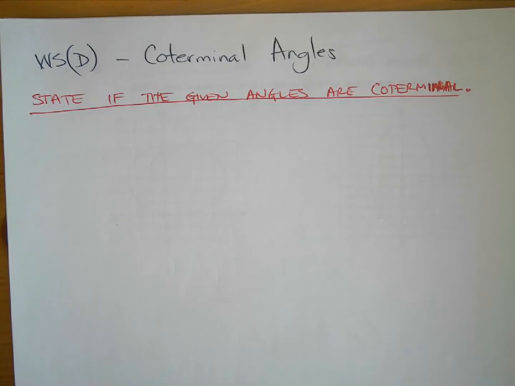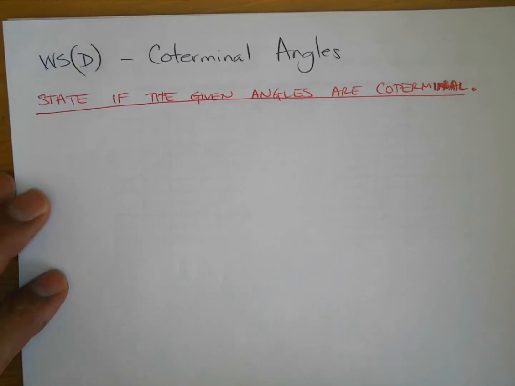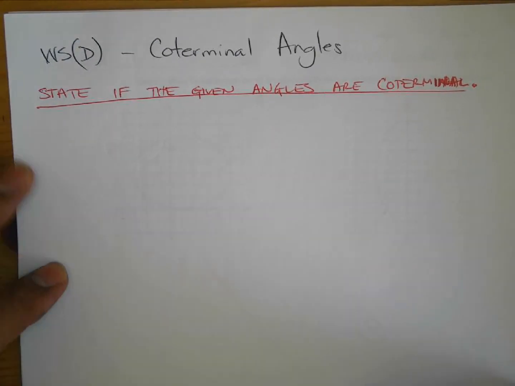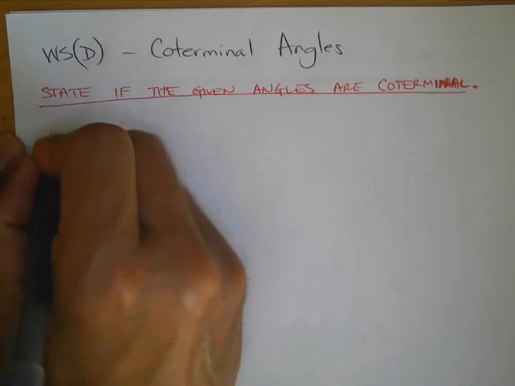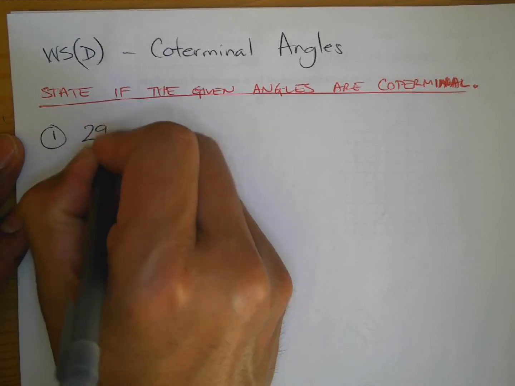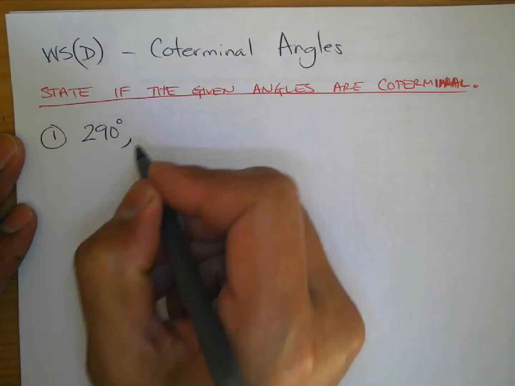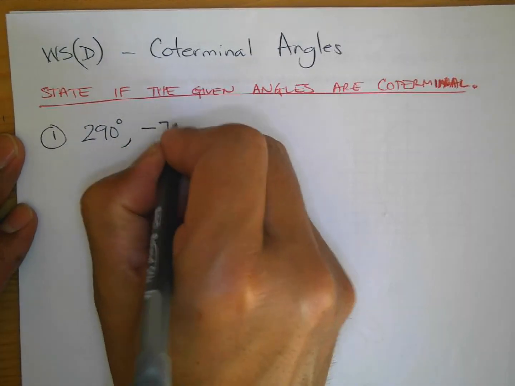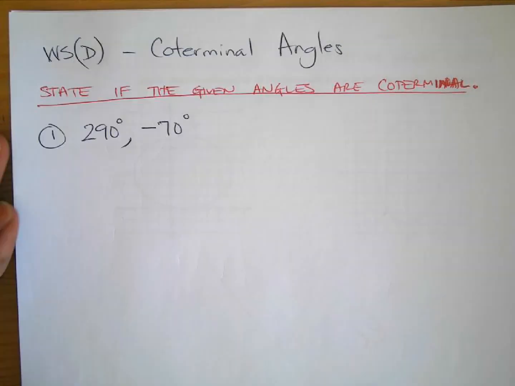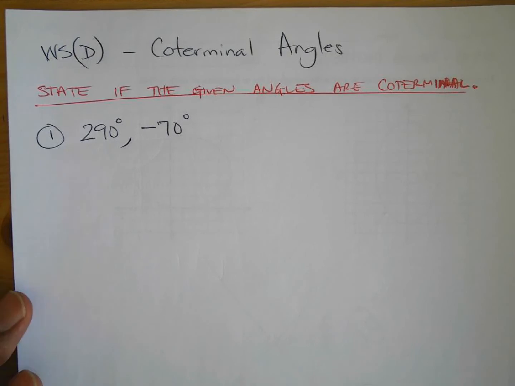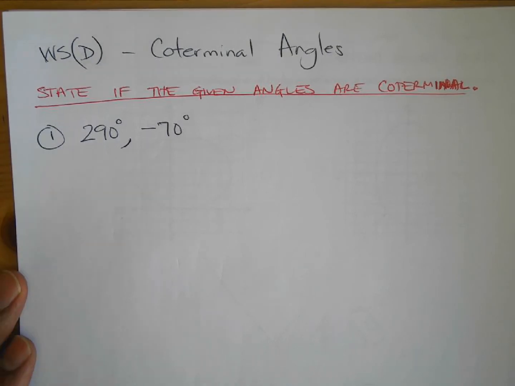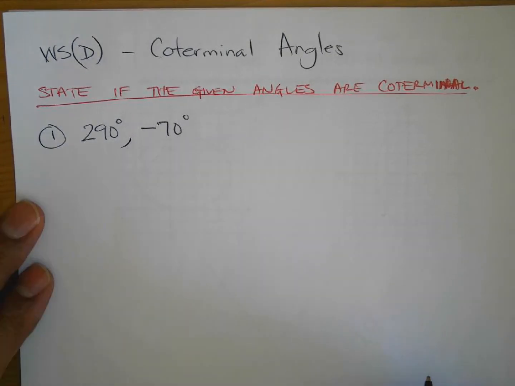So they're going to give you two angles, and you can't just put yes or no. You've got to prove and show and draw it out, and show yes, they're coterminal, or no, they're not. Okay, number one. It's going to give you two angle measures, one like this with a comma and then another angle. Okay, how would you show if these are coterminal?